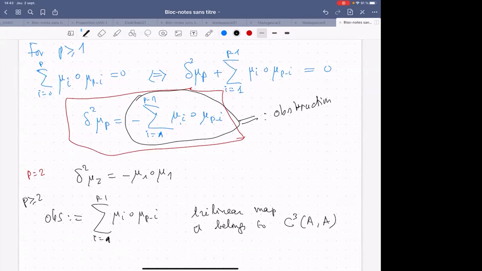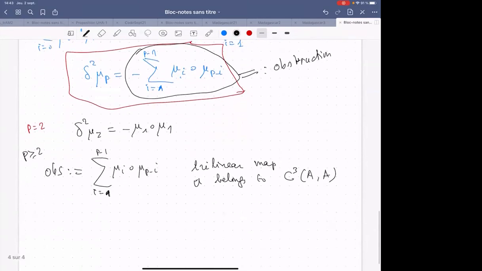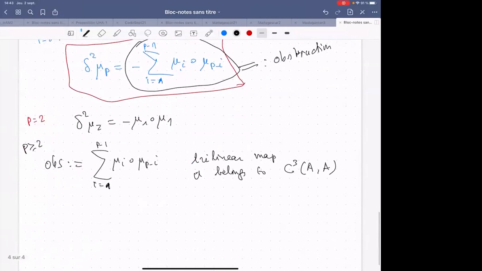Okay. Now I would like to say something about these obstructions. In fact, we can check delta 3 of this trilinear map. It turns out that delta 3 of the obstruction is always 0. And for this, we have one lemma which may help to prove it. This lemma is a general fact in cohomology.